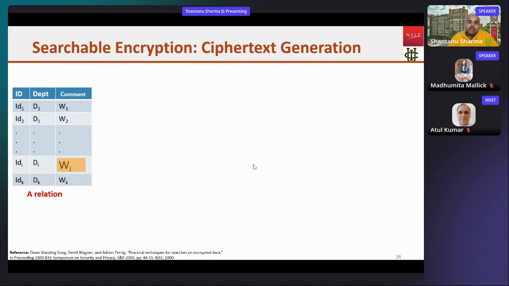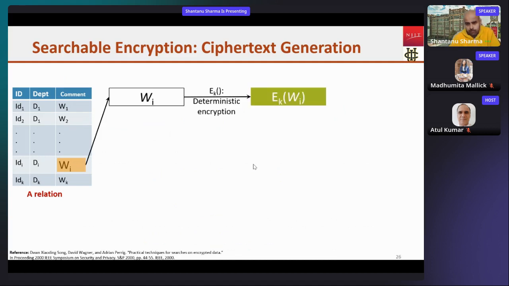So this one is searchable encryption. This is the first technique, for just searching a simple keyword over data. Just assume there is a data set containing three columns: ID, department, and some comments. So the first thing is we need to encrypt our data set. Let's say I consider one cell, that is Wi, and we need to repeat the entire process over all the cells to encrypt our data.